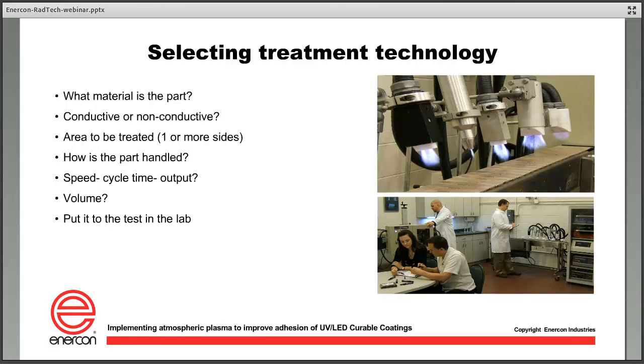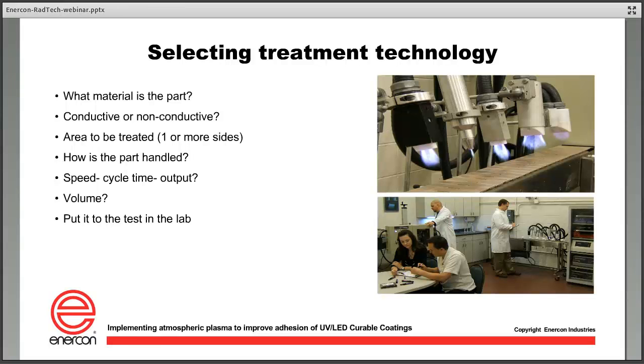One of the limitations to certain types of atmospheric treating is if the material is conductive or non-conductive, or if the material is going to be near a conductive fixturing. Some of these technologies cannot treat anything that is conductive because it is a floating current, and some of them are internally grounded, so we don't need to worry about that.